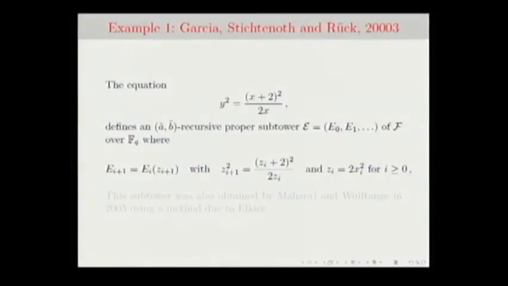And this was the first example that appears for us, and it was already known because Maharaj and Mustang already found these subtowers, but they used a method due to Elkies. And this is a really simple proof that this is a subtower of the previous one. But this was an already known example.